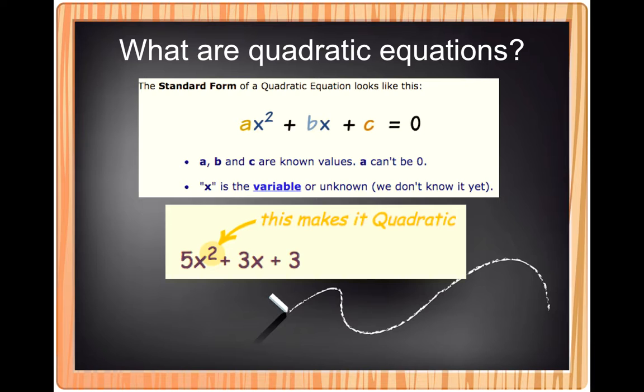So what are quadratic equations? Quadratic equations are equations with the highest degree of 2. The standard form of a quadratic equation is ax squared plus bx plus c equals 0, where a, b, and c are known values and x is the variable or unknown.